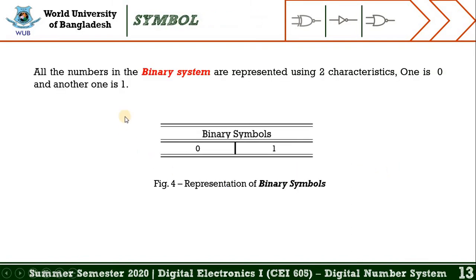From this slide, we may learn the symbols of the binary system. All of the numbers in the binary system are represented using two characters. We already know that one is 0 and the other is 1. Here is the representation of binary symbols: two characters, 0 and 1.